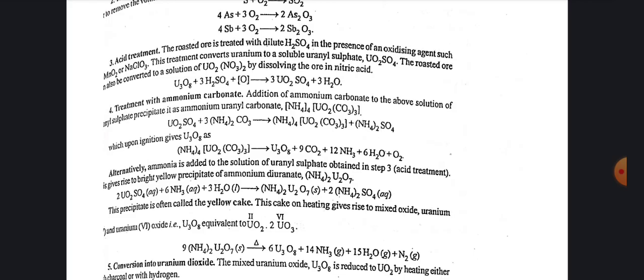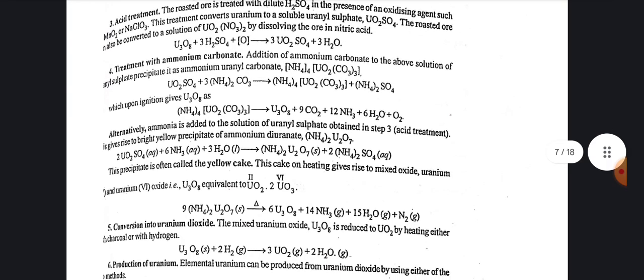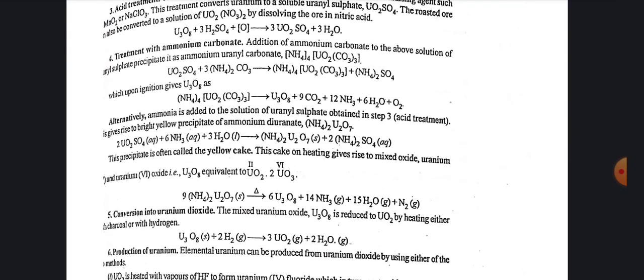Acid treatment. The roasted ore is treated with dilute H2SO4 in the presence of an oxidizing agent such as MnO2 and AgIO3. This treatment converts uranium to soluble uranyl sulfate (UO2SO4). The roasted ore may be brought to solution by dissolving the ore in nitric acid. Treatment with ammonium carbonate: addition of ammonium carbonate to the above solution precipitates ammonium uranyl carbonate.